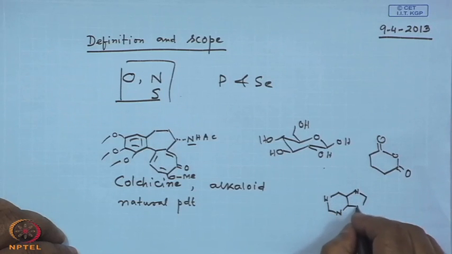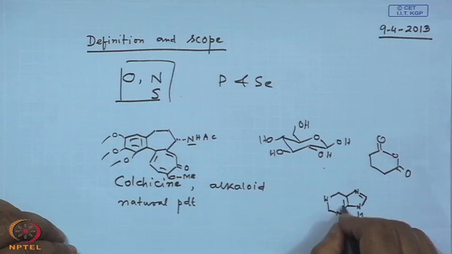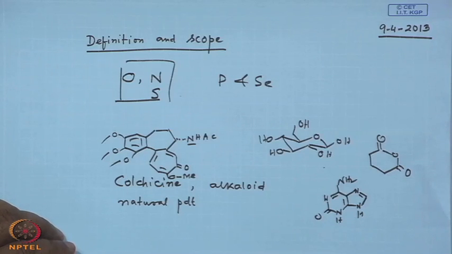Okay. Then let us say there are molecules of this kind, all of you know. What is this molecule? Anybody knows what this is? Adenine. Sorry, adenine. Okay, adenine. So, adenine, is it a heterocyclic molecule?